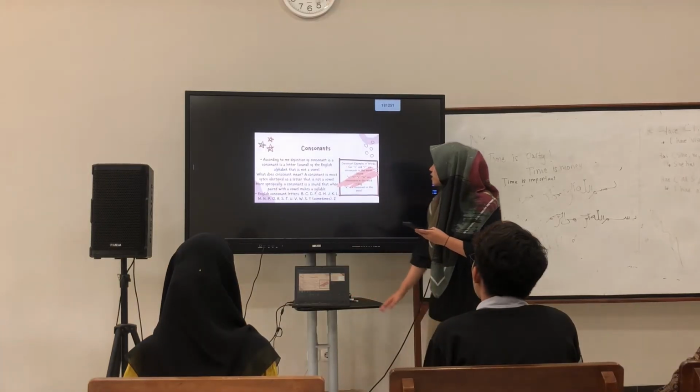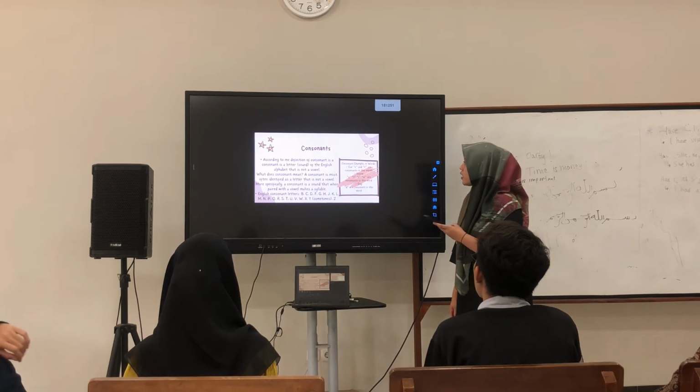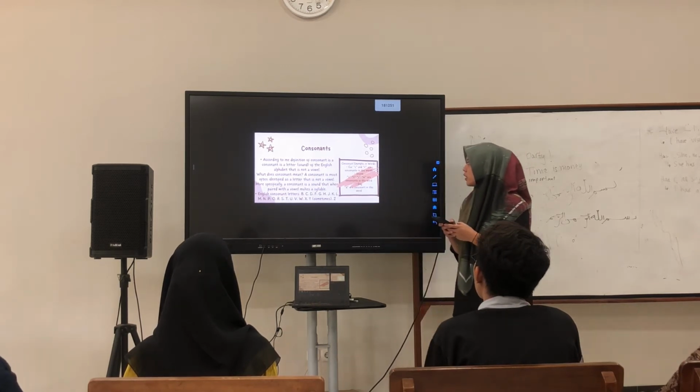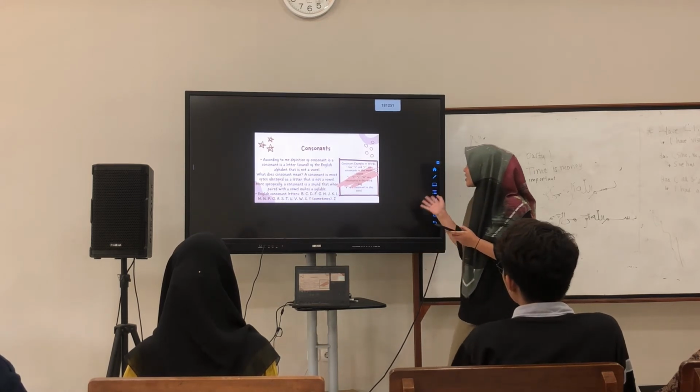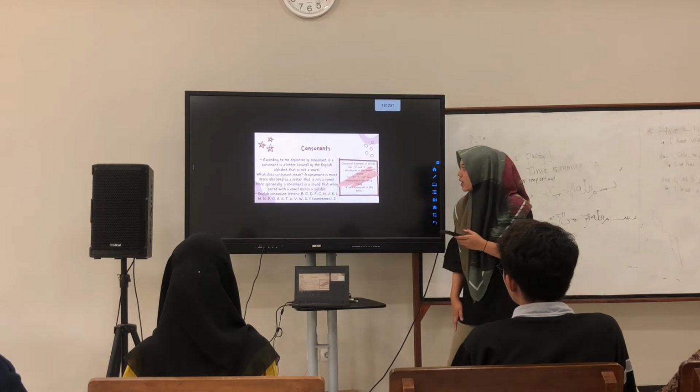Next material is consonant. According to me, a consonant is a letter sound of the English alphabet that is not a vowel. What does consonant mean? A consonant is most often identified as a letter that is not a vowel. More specifically, a consonant is a sound that, when paired with a vowel, makes a syllable.